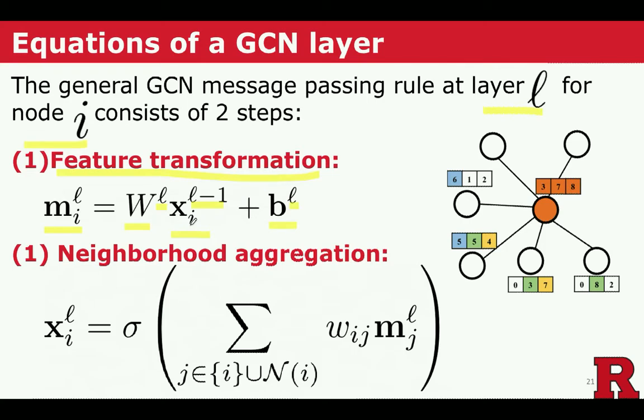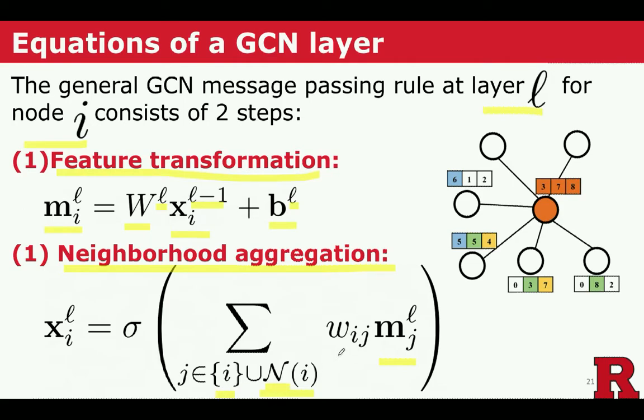The second step is neighborhood aggregation. So the transformed representations of node i's neighboring nodes, including node i itself, are aggregated, where here j can be node i itself or neighbors of node i. This means the set of neighbors of node i.